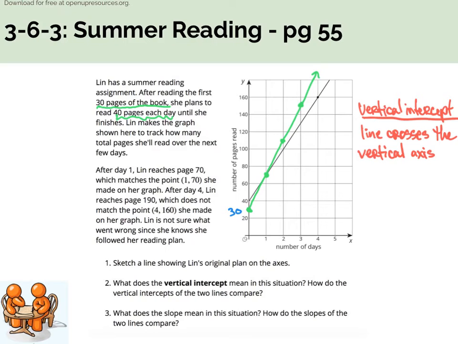And they do not mean the same thing, where the green one starts at 30, the original one starts at 40. And then let's answer number 3. What does the slope mean in this situation? How do the slopes of the two lines compare? So find the slope of the green and then find the slope of the original graph that's there. Go ahead and pause and do that.